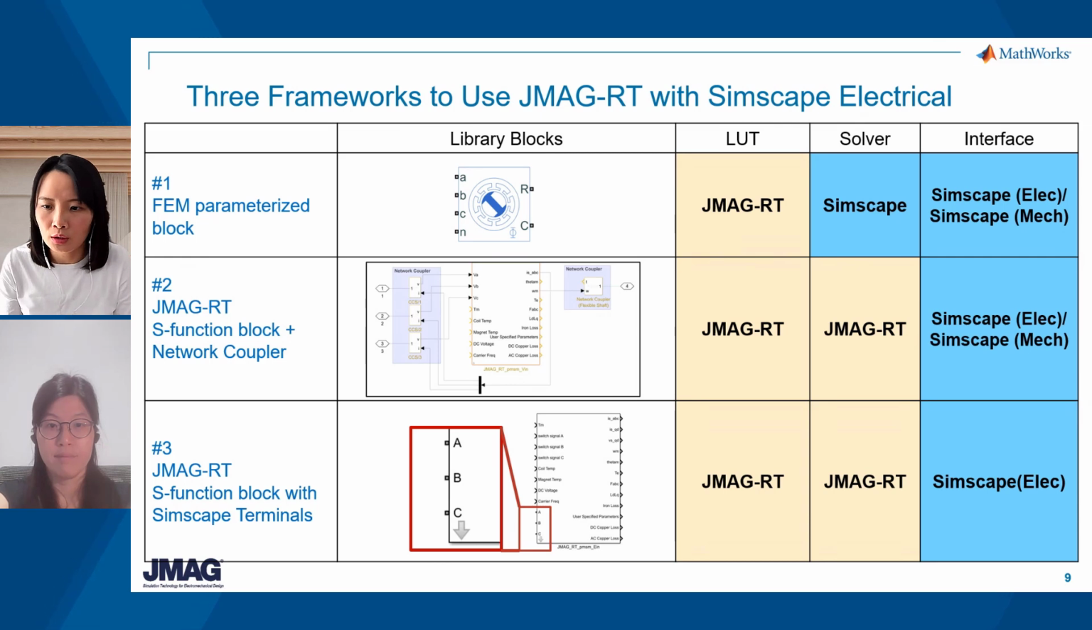The first approach is to use the FEM parameterized block. Under this approach, you will use the Simscape solver and Simscape interface to simulate your motor control system. The second and third are based on the JMAG RT S-function block. One uses network coupler blocks, and the other connects directly with Simscape terminals. It really depends on your use case and the level of fidelity for modeling high-frequency machine losses. You can choose which framework works best for you. Now I'll pass to Yoko. She will talk about how to create an FEA motor model.